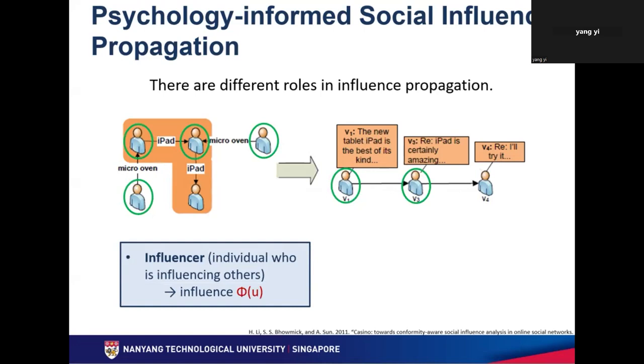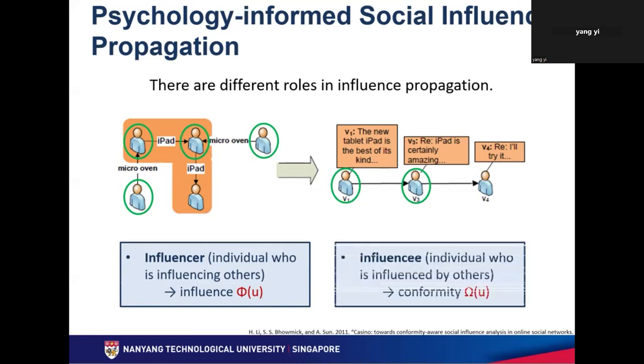We can denote this as phi u. Imagine phi u can quantify the influence quality for user u, for node u. And similarly, on the other part, both v3 and v4 are influenced by the others. So we can also find the actor, that means individuals who are influenced by the others.